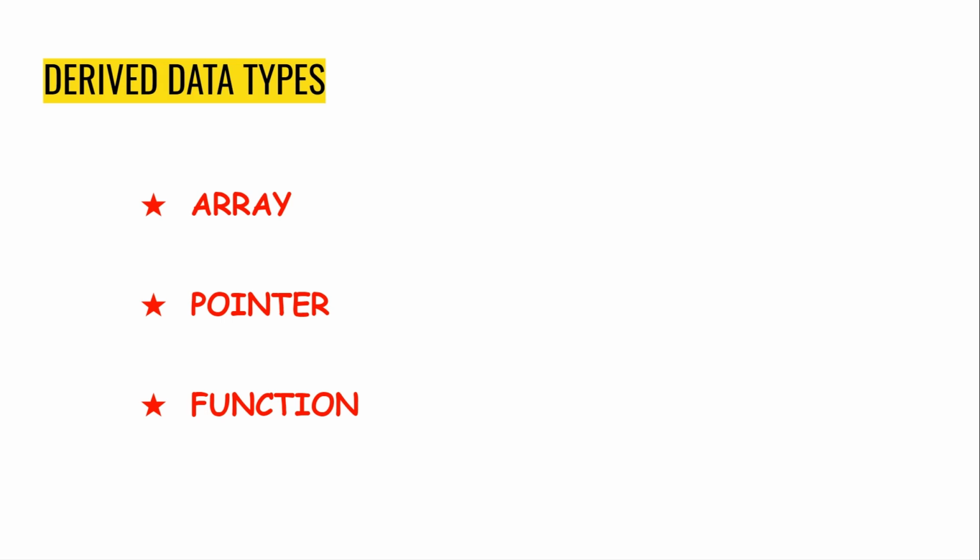What are derived data types? The data types which are derived from the basic data types or the primitive data types are called derived data types. Derived data types include array, pointer, function. Arrays: we already know that a single variable can hold a single value, but when we want to store more than one value, it cannot be done in a variable. So we need another data type, where we use arrays.